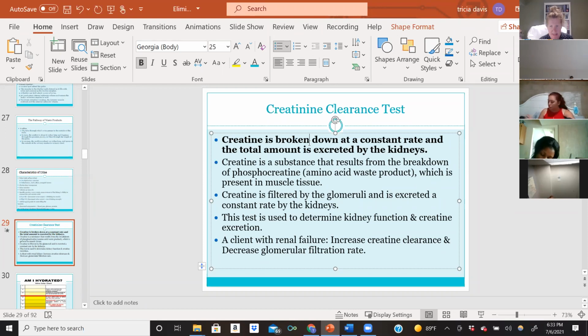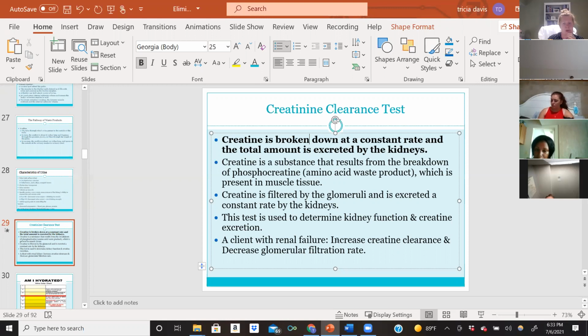Creatinine is a substance that results from the breakdown of phosphocreatine, which is an amino acid waste product. We find it in our muscle tissue. Creatinine is filtered by the glomeruli and is excreted at a constant rate by the kidneys. It's constantly happening. We use this test to determine kidney function and creatinine excretion.